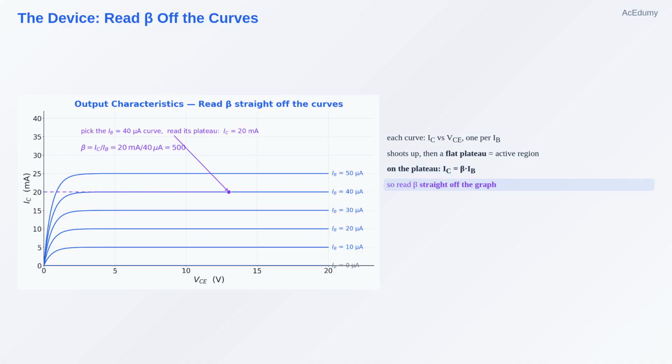And here is the gift. On the flat part, the collector current is simply beta times the base current. So to find beta, we do not need a data sheet. We read it straight off the graph. Take the 40 microamp curve. Follow it across to its plateau and read the collector current, 20 milliamps. Beta is just the ratio, 20 milliamps divided by 40 microamps. 20 over 40 is 1/2, and milliamps over microamps is 1,000, so beta is 500. The curves handed us the gain. Now we can solve the circuit.